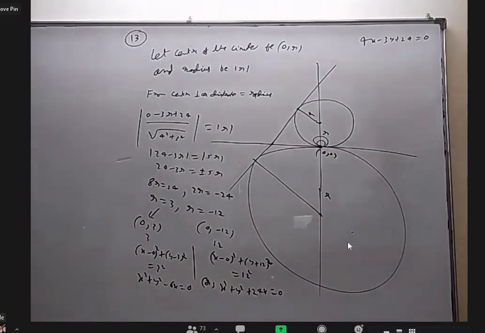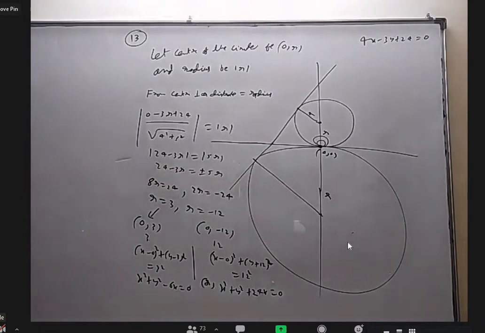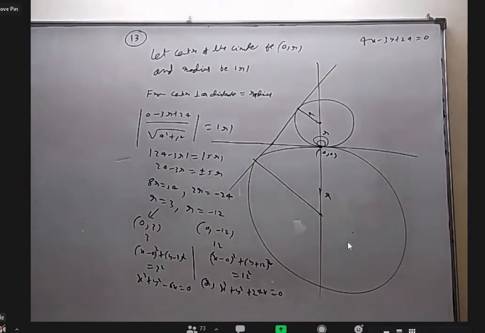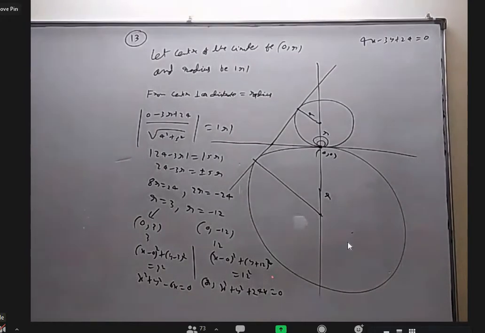I expect everybody to complete mains circles and system of circles total, including numerical, by tomorrow. Half of the doubts I will clarify tomorrow, and the rest of the doubts I'll clarify Saturday. By Saturday, I want to close circles completely. That is the main part. Mains and IP.